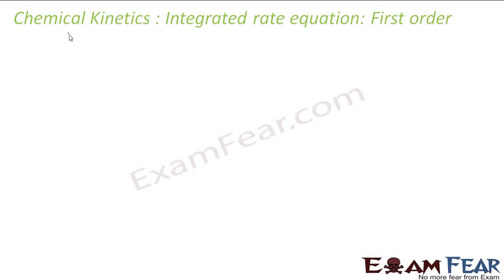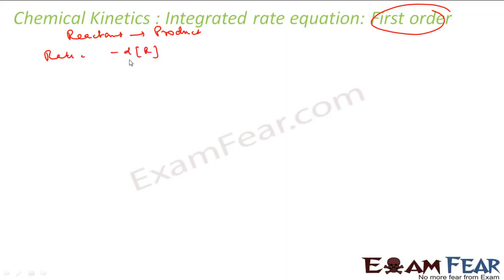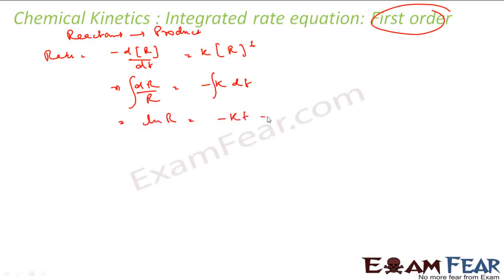Correct? Let's see the first order reaction. Let's suppose we have some reactant and it forms some product, and this is a first order reaction. So I'll say the rate is minus dR by dt, which is nothing but k into R to the power 1. With this I got dR by R is nothing but minus k dt. You integrate both sides. What you get is ln R is equal to minus kt plus some integral constant.